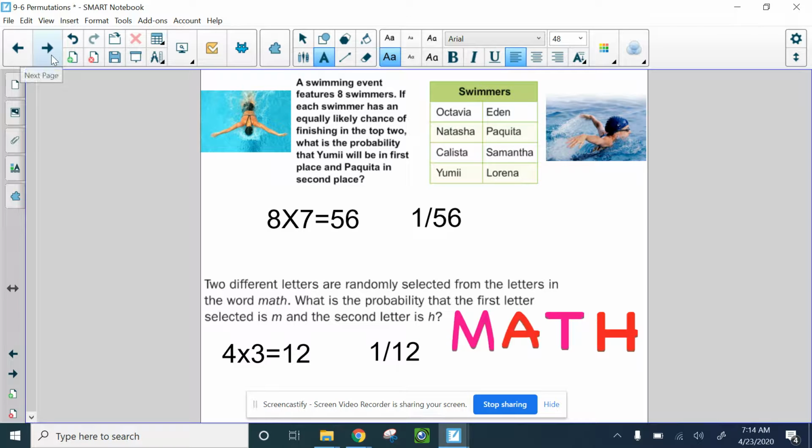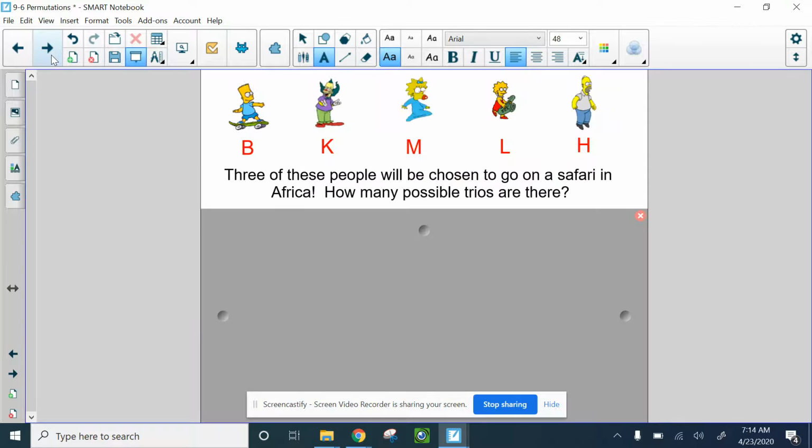Okay, what I want you to do right now is, if we have these Simpson characters, there are 5 of them, but only 3 of them get to be chosen to go on a safari in Africa. How many possible trios are there if the order matters? So Bart, Krusty, Maggie is a different grouping choice than Maggie, Krusty, Bart. Don't ask me why, it just is. The way they get on the plane and sit in the seats is going to be different. So I want you to think about how many different possible trios there would be.